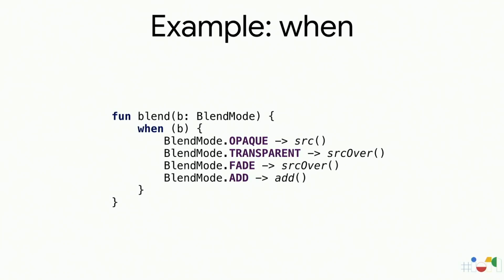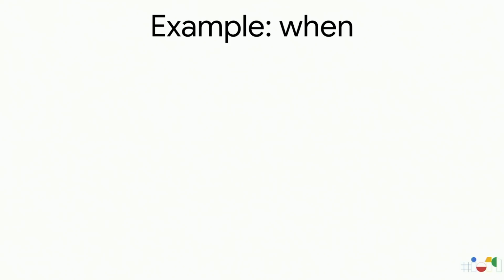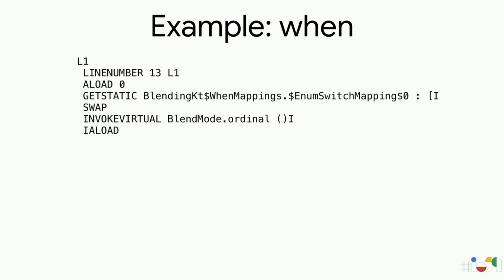And for every value of the enum, I call a function. That doesn't really matter what we do. What's interesting is what happens when we look at the generated bytecode. So here's what it looks like.